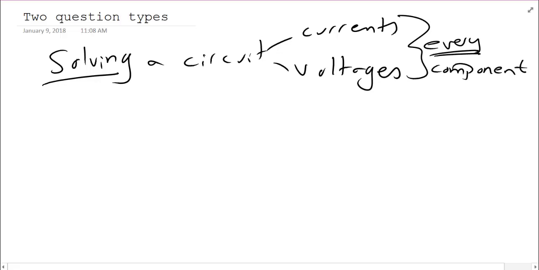Sometimes we might ask a smaller subset of solving a circuit. For instance, I might have a particular circuit and ask, what is the current through a particular resistor? That's essentially solving the circuit, where we're not going all the way if we can.